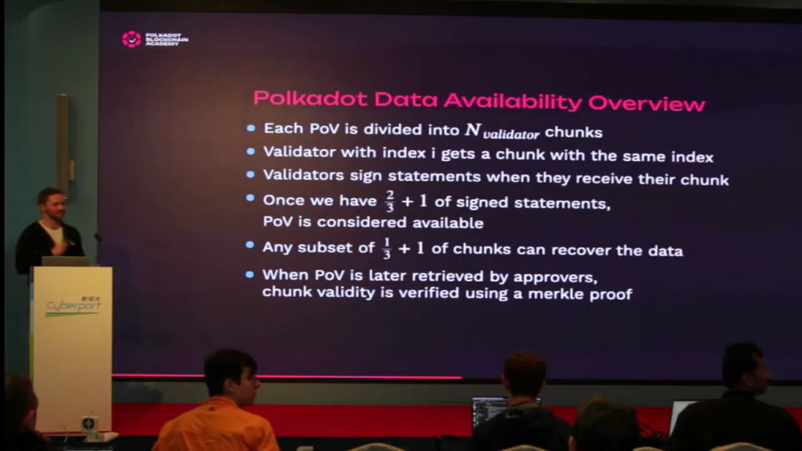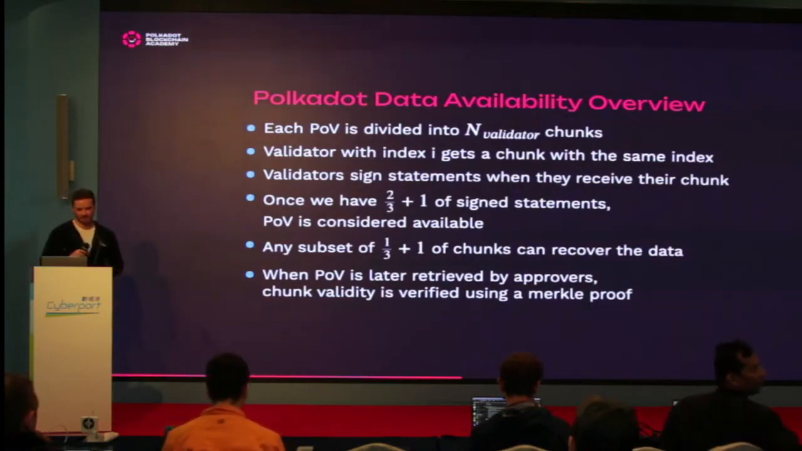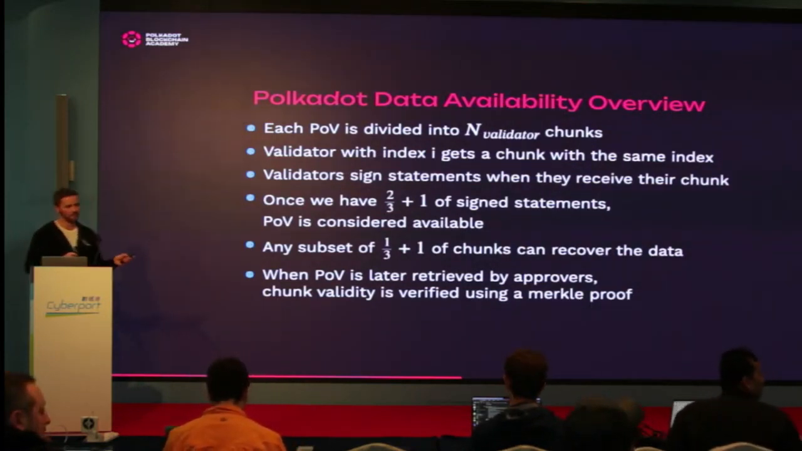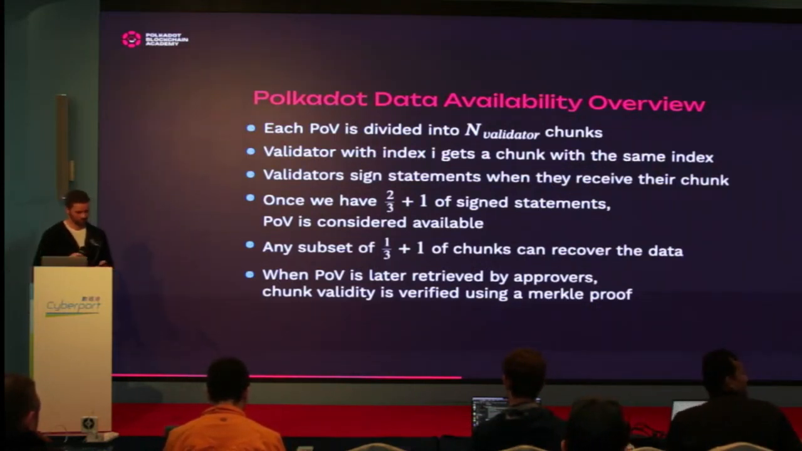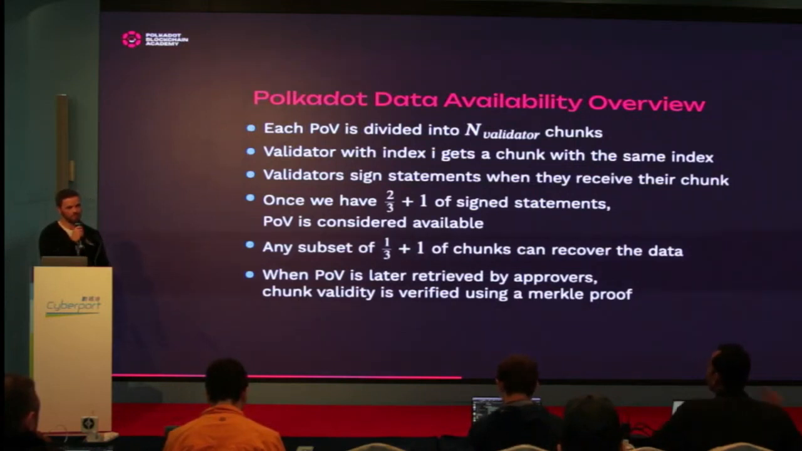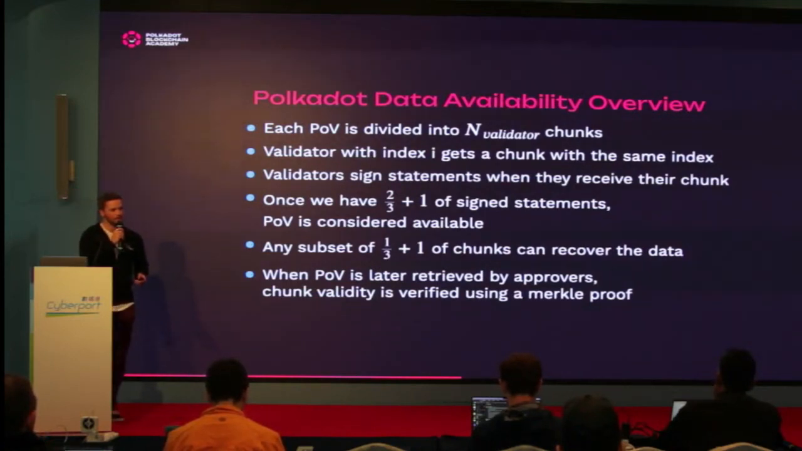We have a question. When you say validator with the index I gets a chunk with the same index, from who does it get? Does it also know the entire POV, or how does it know that it actually got a chunk of index I?